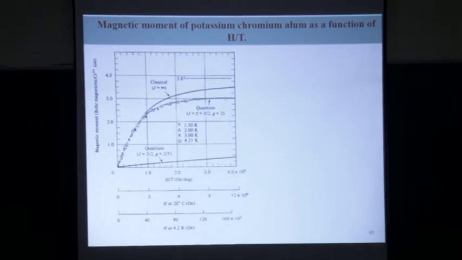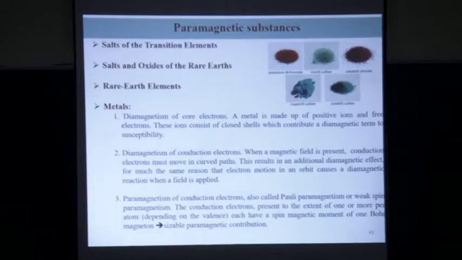Then you can try different values of j. If you put j equal to s equal to 3/2, g equal to 2, you get very good agreement between theory and experiment. So that means the quantum theory can express it very much better, but the classical theory also is not bad under certain conditions. So it depends on the application you have in mind.